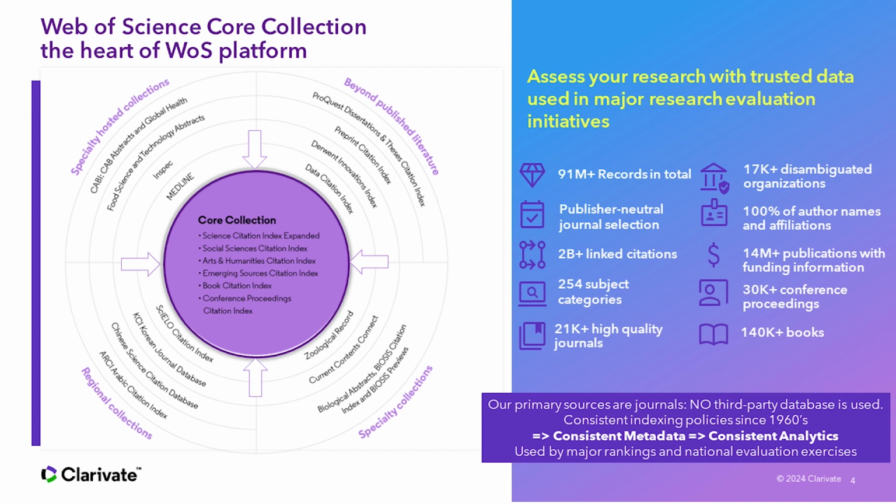Something very useful for the analysis that we'll cover today is the citations and references. We're talking about more than 2 billion citation references. It's a multidisciplinary platform, and we cover 254 subject categories. Those are the categories of the journals. In terms of journals, we index more than 21,000 high-quality journals in the Core Collection. I'm not talking about the whole platform, where we have more than 34,000. But in the Core Collection, we're talking about 21,000 indexed journals in the Web of Science.